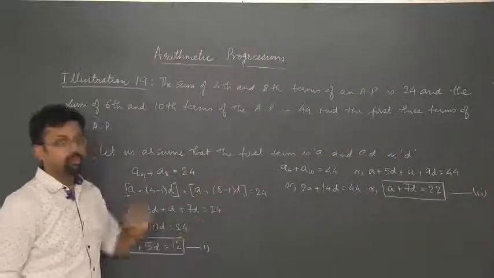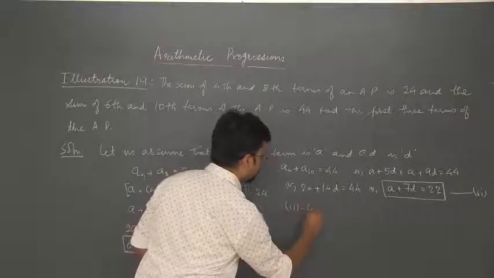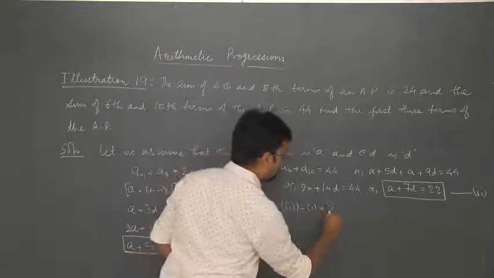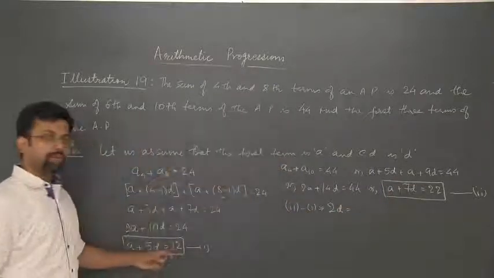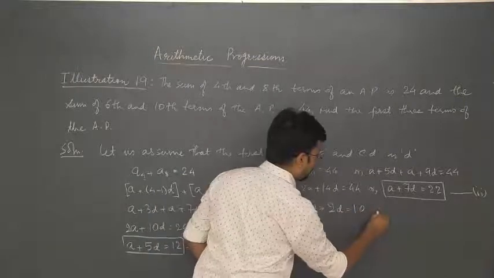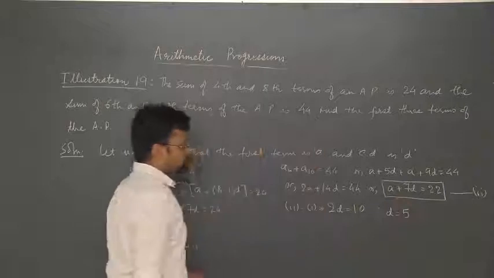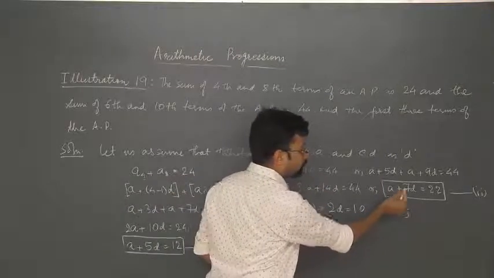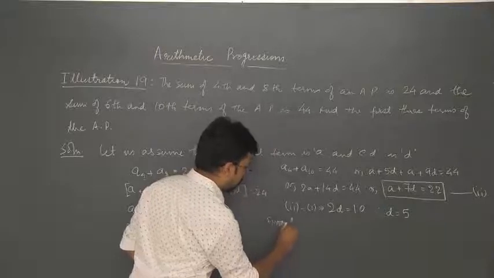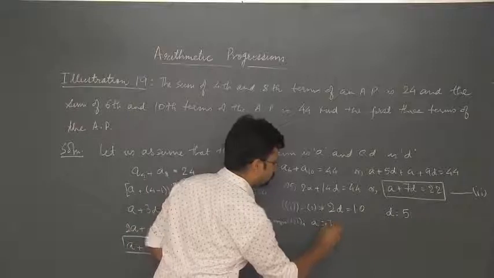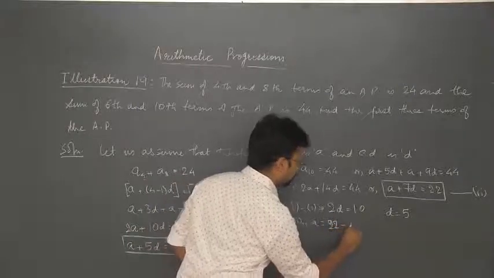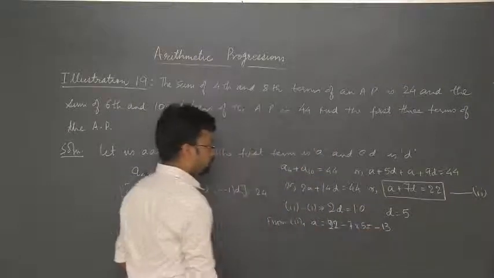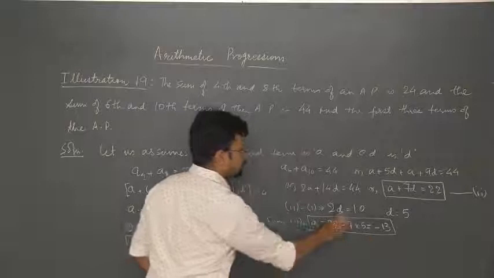Now if we subtract 2 from 1, so if we do 2 minus 1, what do we get? A will cancel out, and 7D minus 5D would give you 2D, and 22 minus 12 is going to give you 10. Therefore D comes out to be 5. Substituting the value of D in any of the equations 1 or 2, we can get the value of A. So for example, if we substitute the value of D here in equation 2, from 2, what do we get? A is equal to 22 minus 7 into 5, that's 22 minus 35, it's equal to minus 13. So A is minus 13 and D is 5.